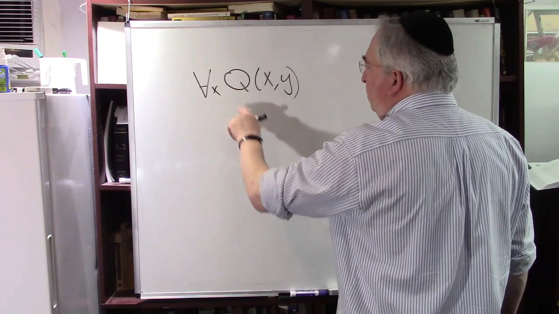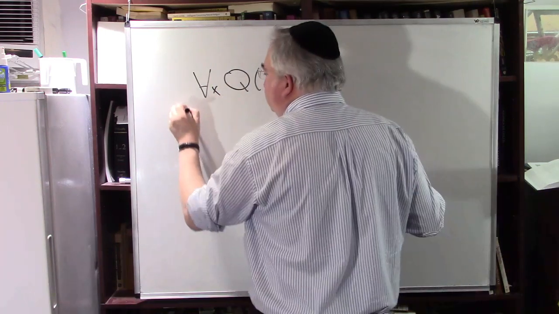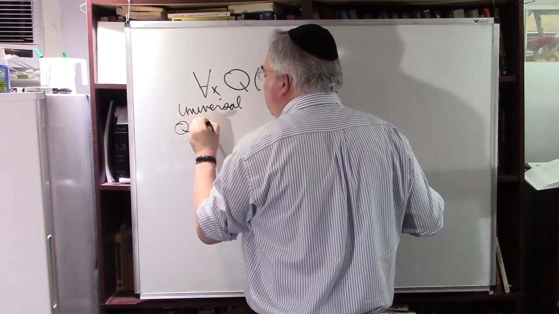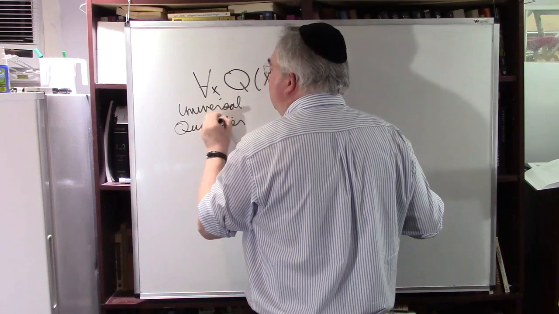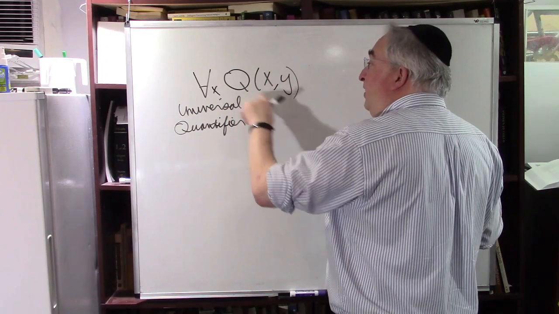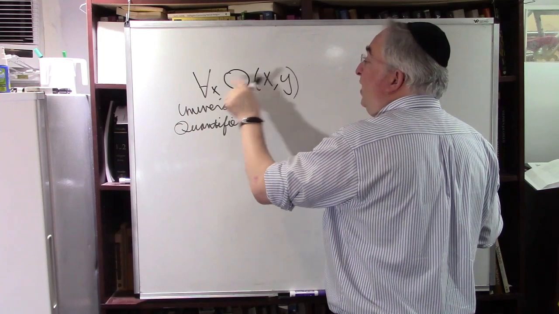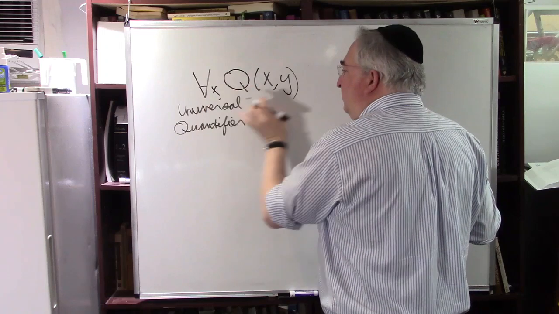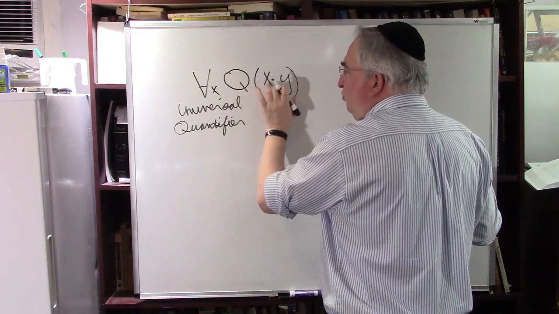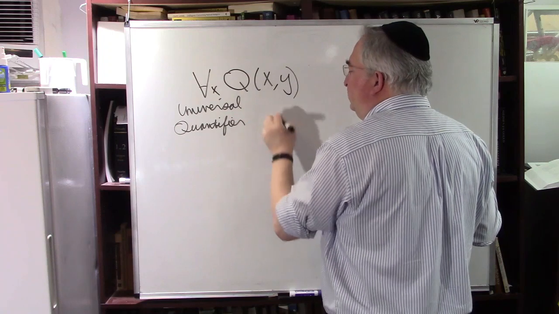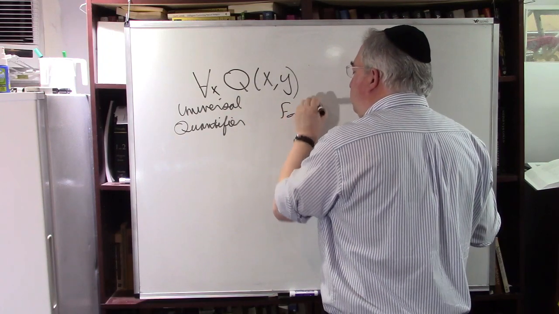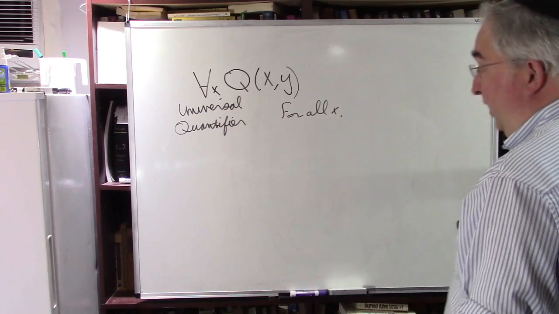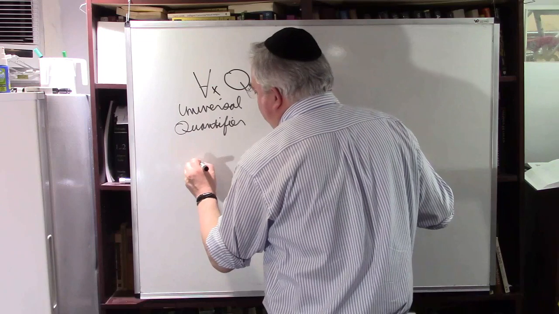This is called a universal quantifier. This will be true if Q of x y is true for every single possible x. So the main point is, this is a statement about y. The question is, is it true for y that Q of x y holds for all x? That's what it is. It's an upside down A. Great. There's another one.